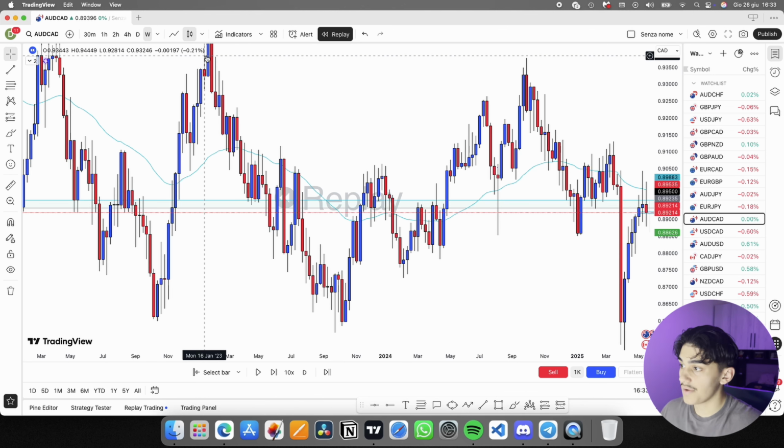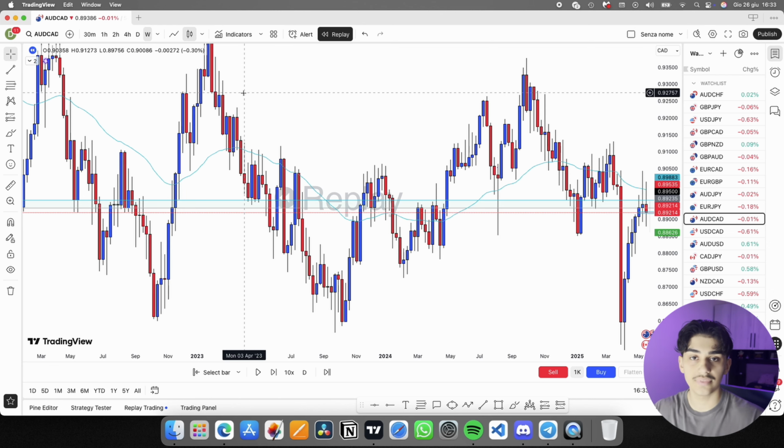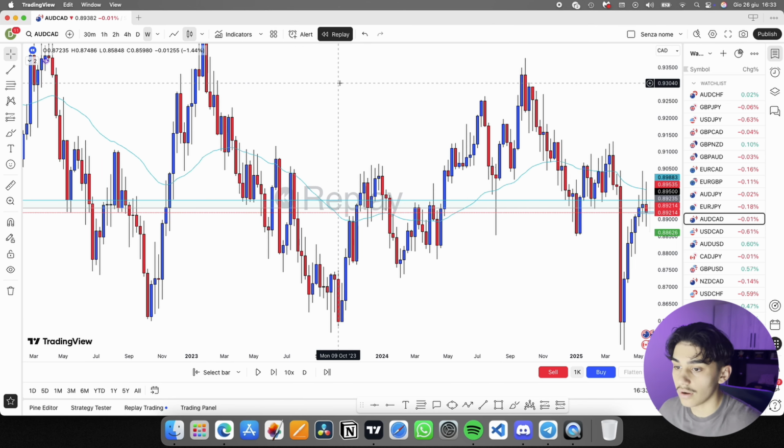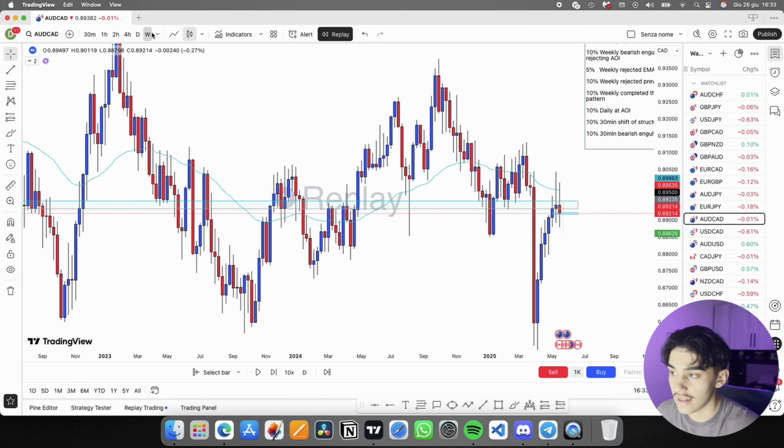As you see guys, the pair is AUD CAD and I am on the weekly time frame because I start trading with the weekly time frame, the daily and the 4 hour, which are my main time frames. Then I will use the 1 hour and the 30 minutes to show you the entry signal and the entry of this trade. So the first thing to look at is the weekly time frame.